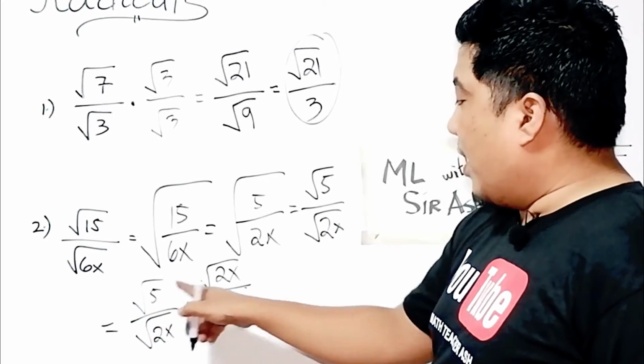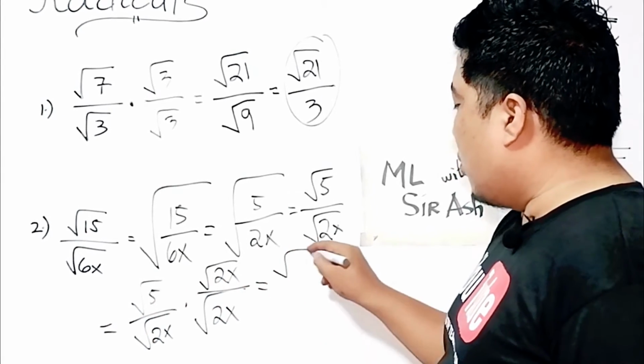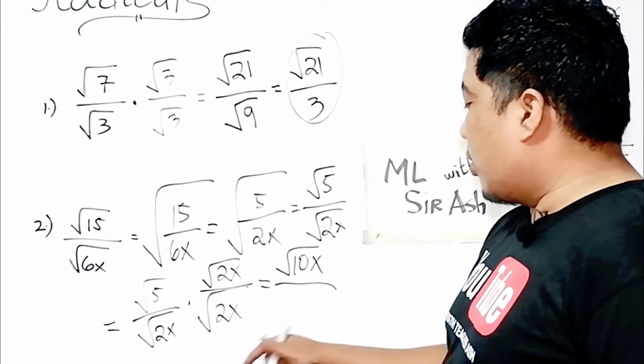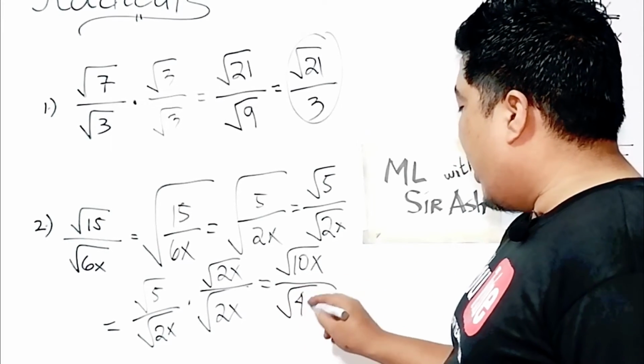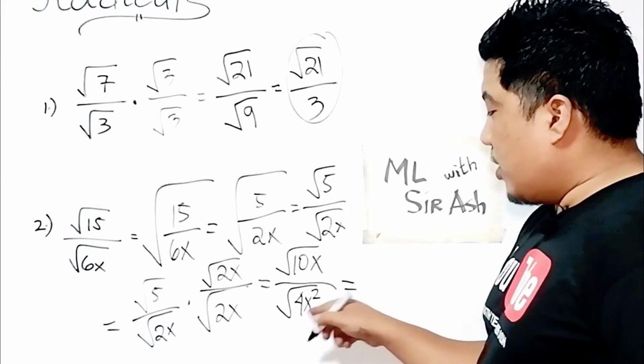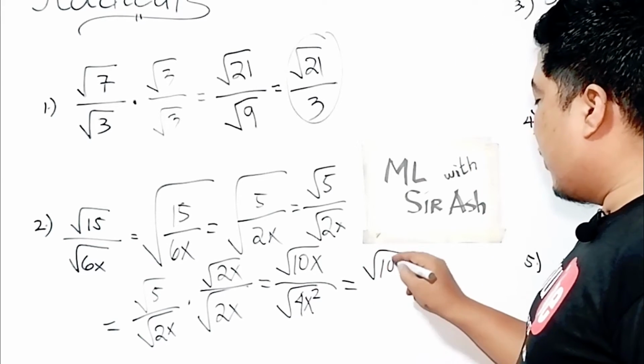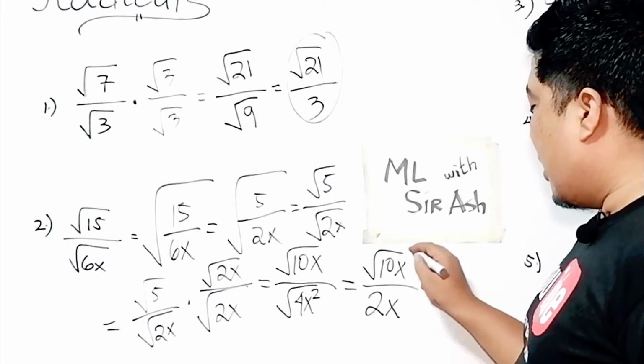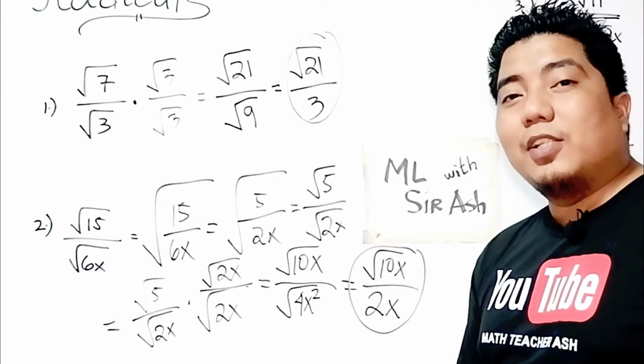So square root of 5 times square root of 2x gives you square root of 10x. Square root of 2x times square root of 2x becomes square root of 4x squared. If you simplify this, the numerator is square root of 10x, and the denominator becomes positive 2x, and that will be your final answer.